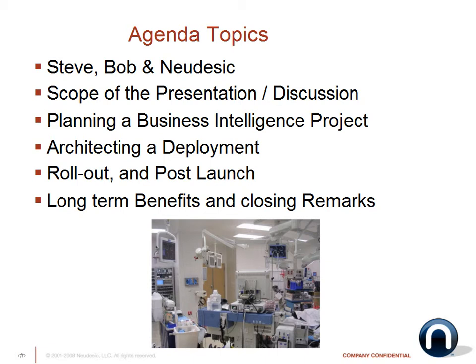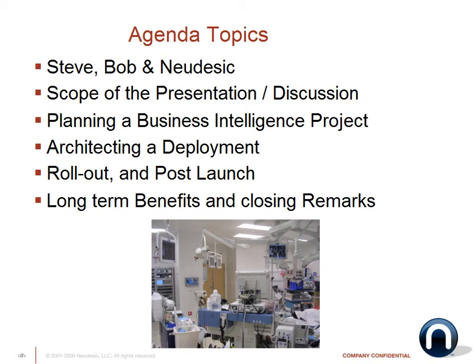Now, having access to accurate up-to-the-minute information from your disparate systems is essential for making the best quality of care and business decisions possible. We'd like to help you see just how powerful your data really is. And in order to accomplish this, we will cover an introduction of what we chose as the scope of the presentation and discussion today. We'll discuss the planning involved in a business intelligence project and the vision, and determining those core measures and criteria necessary for success.